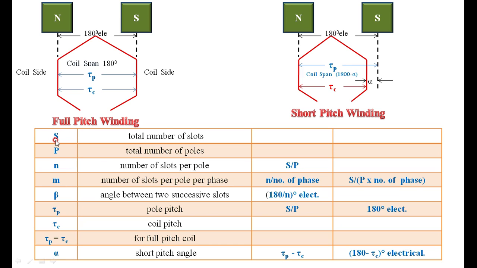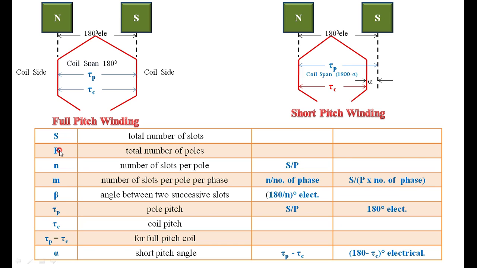Here S is the total number of slots, that is the total number of slots for the armature winding to place. P is the total number of poles. Then this number of slots should be distributed to P number of poles.